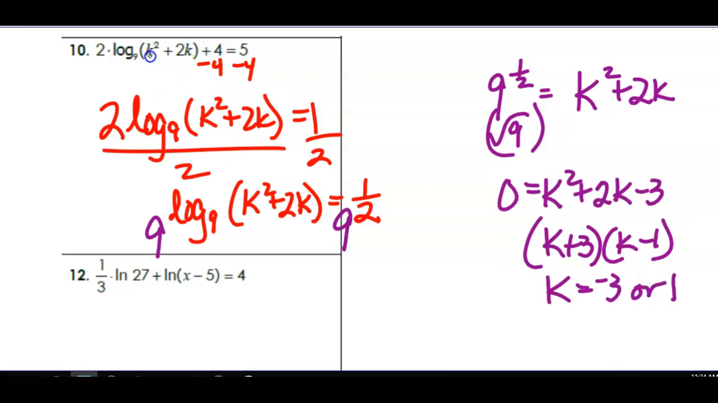If I put a negative number back in here, I get 9 minus 6 is 3. If I put a positive 1 in there, I get 1 plus 2 is 3. So in this case, they both work. Because of the squared on that k, it does work.